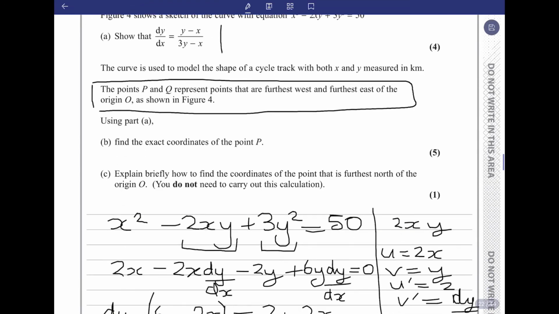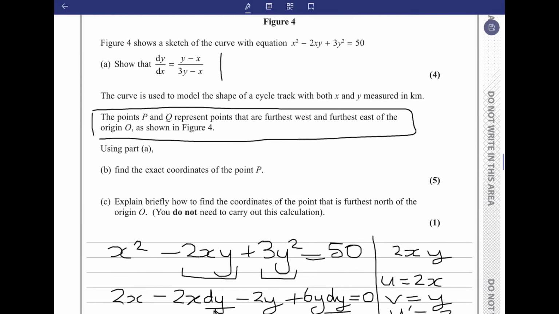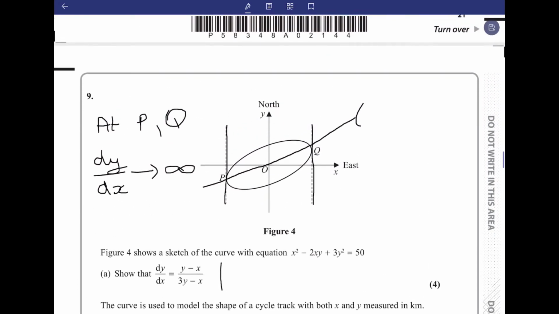Now let's have a look at part C. It's only a 1-mark question. Explain briefly how to find the coordinates of the point that is furthest north of the origin O. You do not need to carry out this calculation. Well, it's a similar process. So in order to find the point that's furthest north, which is somewhere around there, we draw the tangent, something like that. And we observe at this point that dy by dx is tending to 0. This is because horizontal lines like this have no gradient.